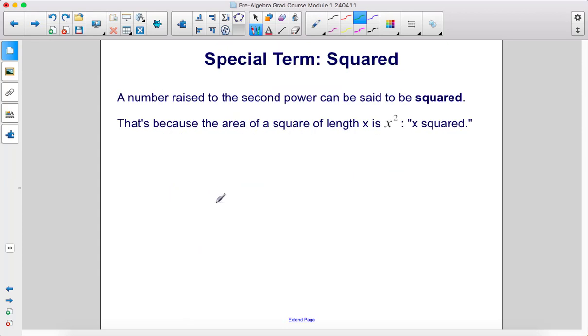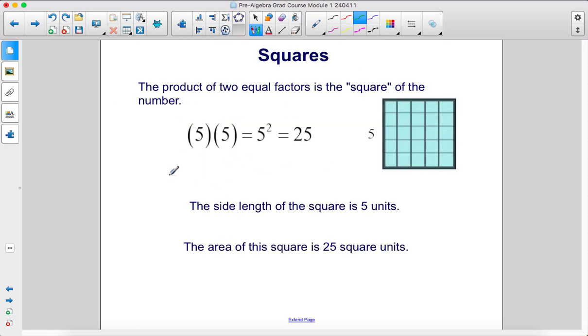A number raised to the 2nd power can be said to be squared. That's because the area of a square of length x is x squared. So here's a square. If the sides are all equal and they have a length x, the area of the square is x times x, x squared. The product of two equal factors, a number multiplied by itself once, is the square of the number.